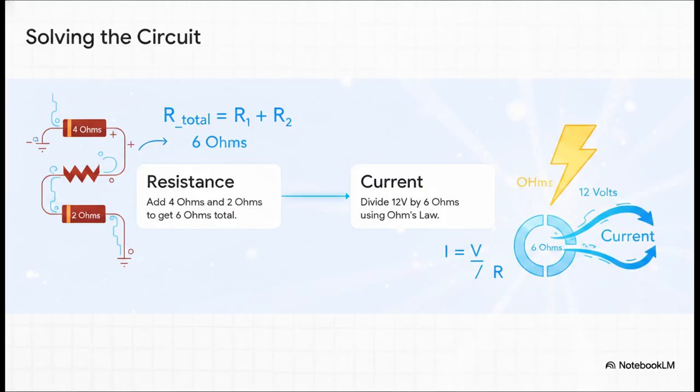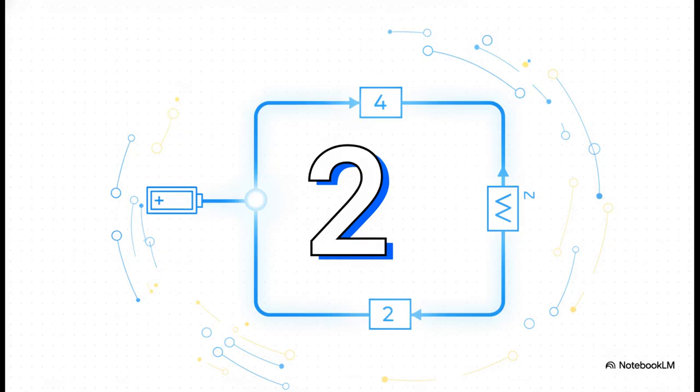Let's break this down into two simple steps. Step 1, we find the total equivalent resistance. It's a series circuit, so the rule is a piece of cake. Just add them up. 4 ohms plus 2 ohms gives us a total resistance of 6 ohms. Okay, step 2, we apply Ohm's law. We take our total pressure, that's our 12 volts, and we simply divide it by our total resistance of 6 ohms. And 12 divided by 6 equals exactly 2 amps of current.